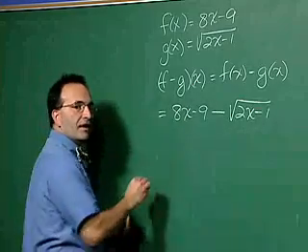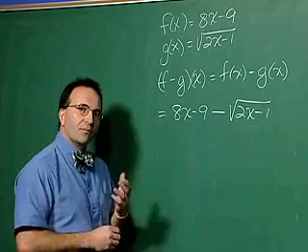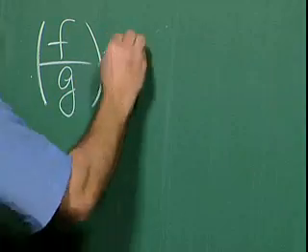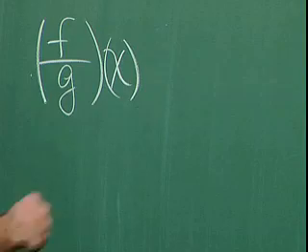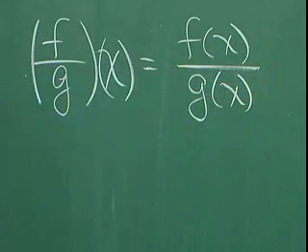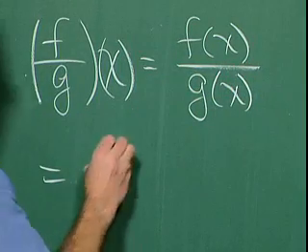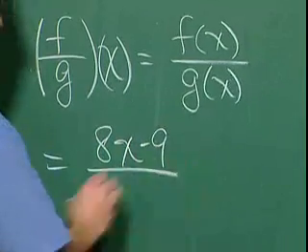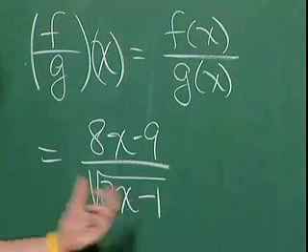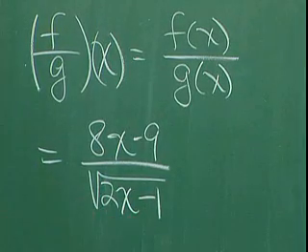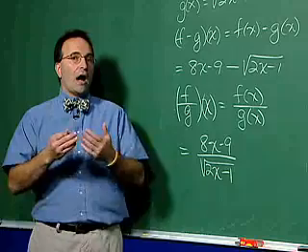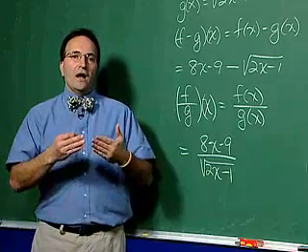Now we want f divided by g of x for part B. So we have f divided by g of x. That's going to equal f of x divided by g of x. So we have f of x, remember, 8x minus 9. And that's going to be divided by g of x, 2x minus 1, quantity underneath the radical square root symbol. So that's f divided by g of x. All right, that was operations of functions with just the general.